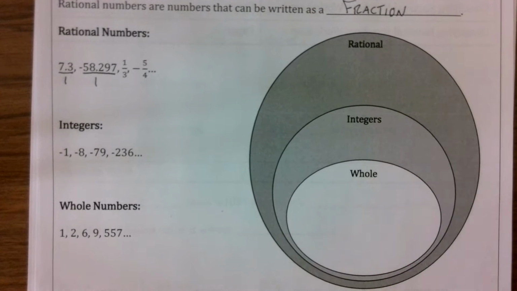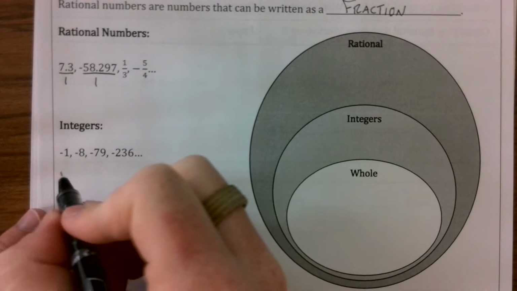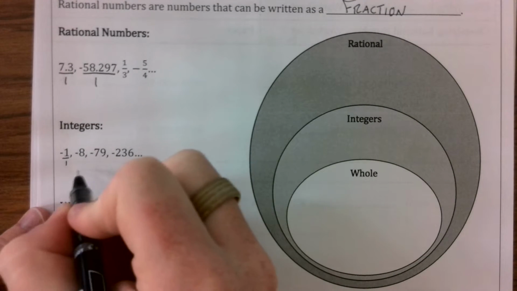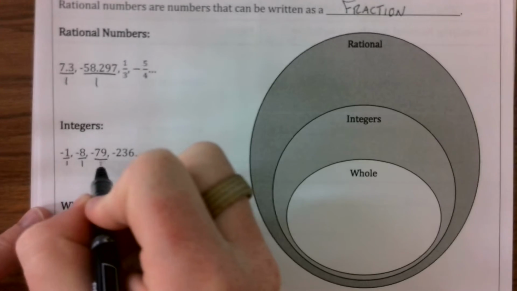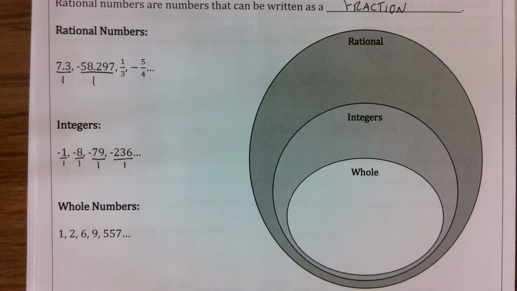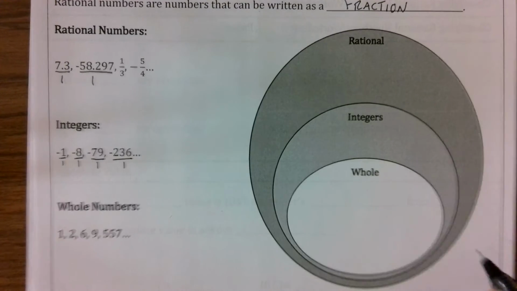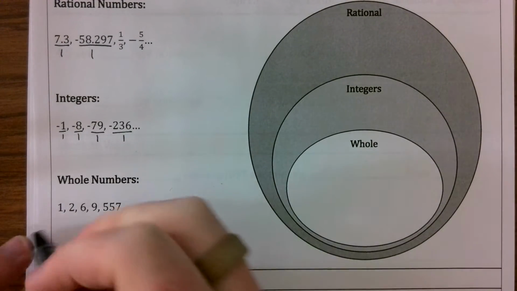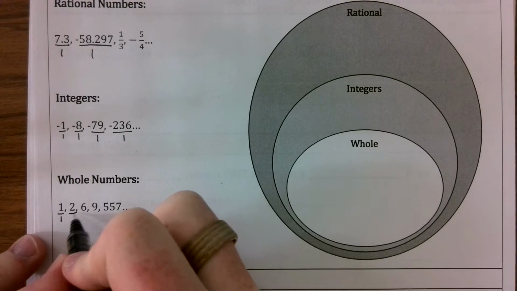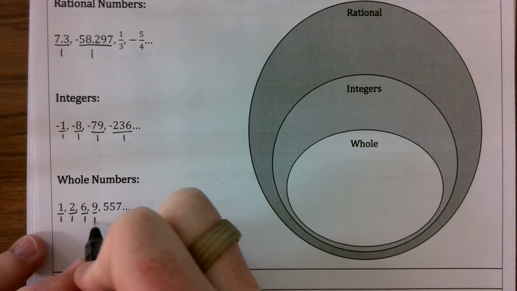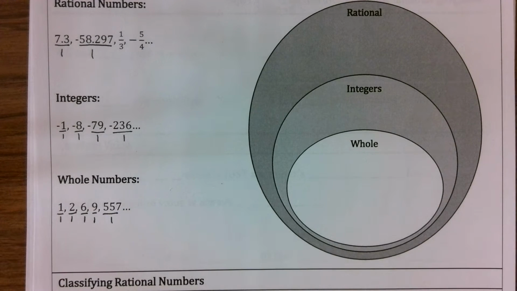Integers are also rational numbers. I could turn an integer into a fraction by putting a 1 under it. And I can do that for all of these. Lastly, we have whole numbers. I can turn all of these whole numbers into a fraction by putting a 1 under them. Now, how do they all fit together?